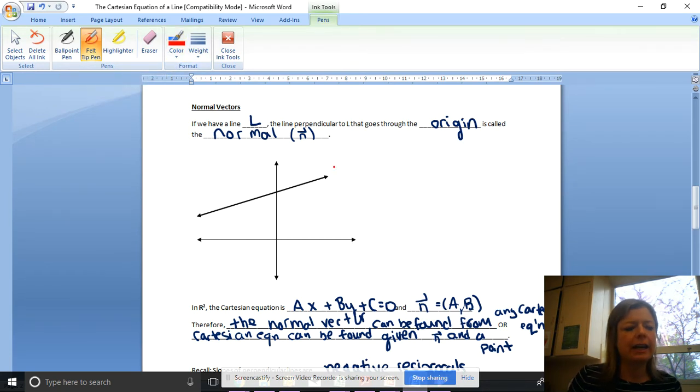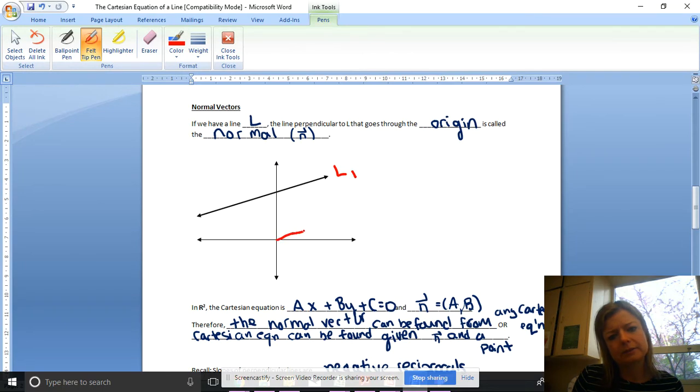If this is our line here, we'll call it L1. Guys, you better get out your rulers. I'm going to do my best here. The direction vector would be parallel to this line. That would be your m. And your normal, in a different color, is then perpendicular to the direction vector and perpendicular to the line.